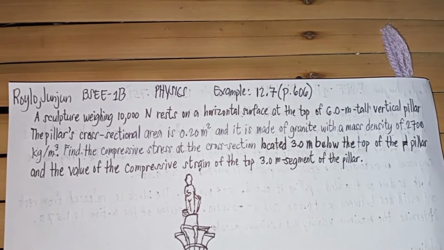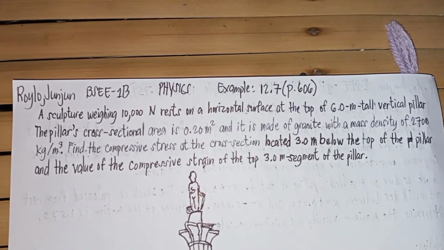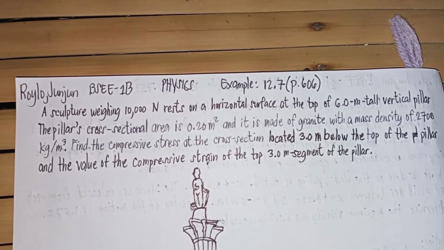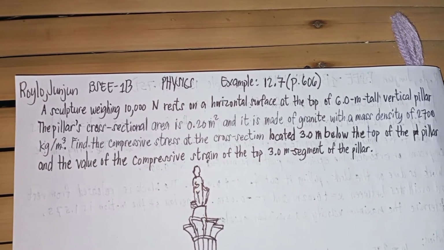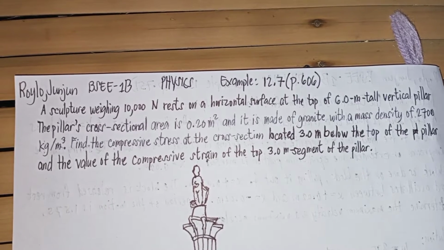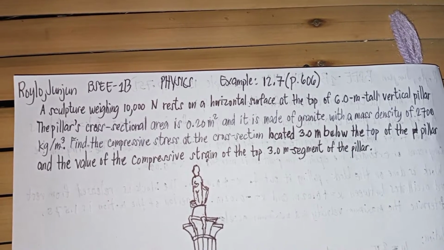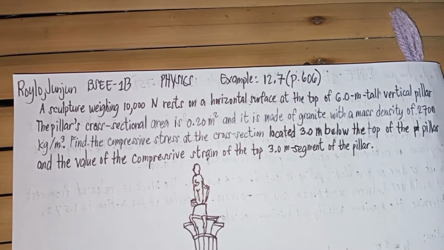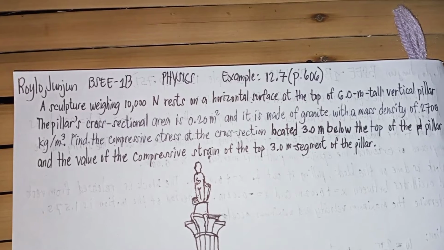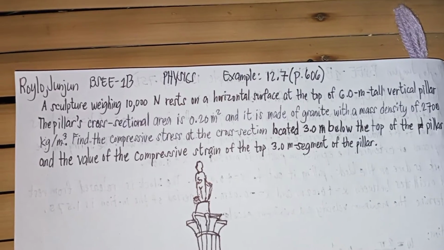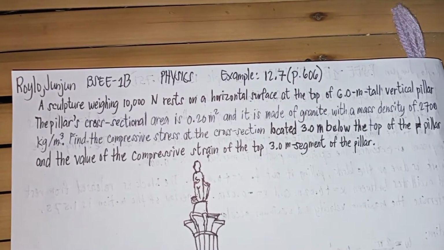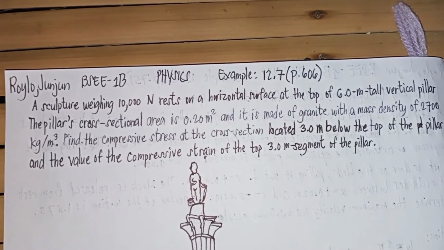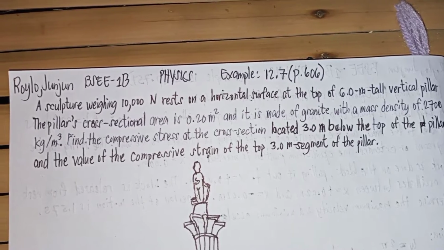So, first, pangitaon ang weight sa 3 meter long sa top section of the pillar. The normal force nga nag-act on the cross-section located 3 meters down gikan sa top mao ang sum sa pillar's weight ug sa sculpture's weight. Once nga naa natay normal force, gamiton ang formula tensile stress equals the force acting perpendicularly to the cross-section of the object over area of the object in order to find the stress.